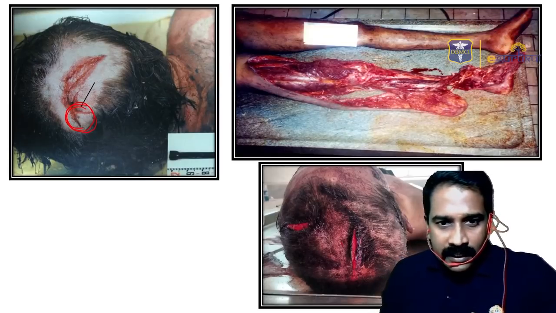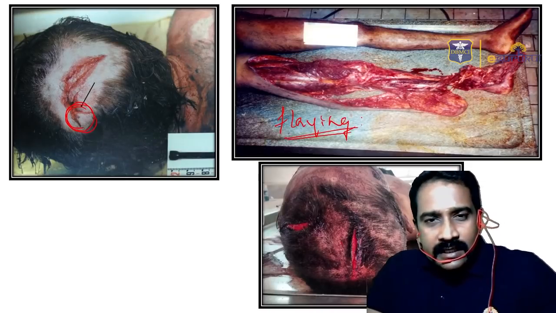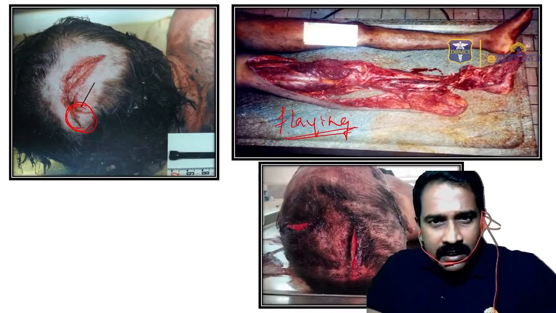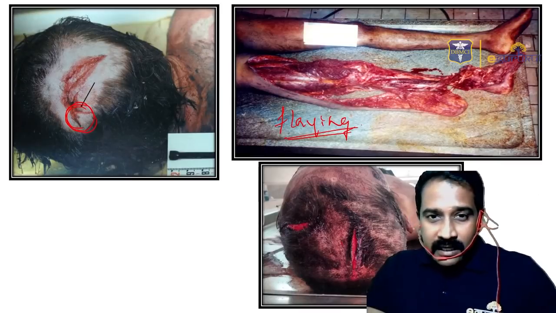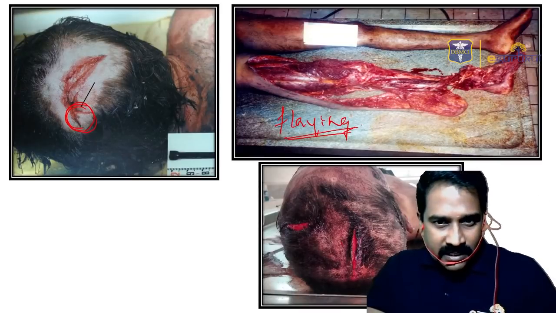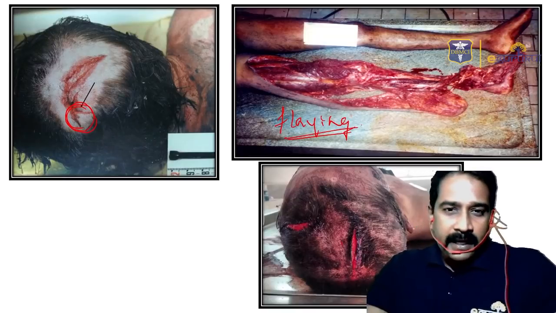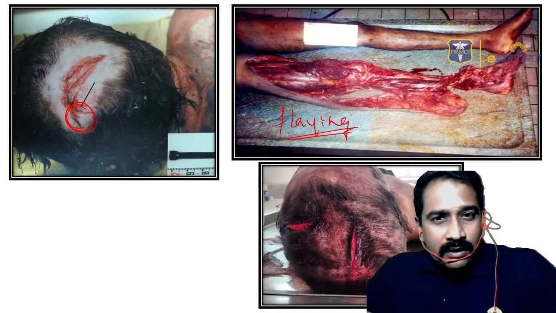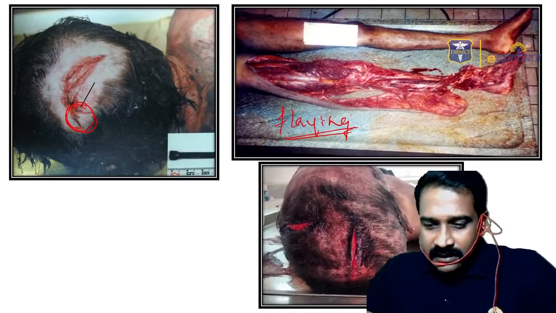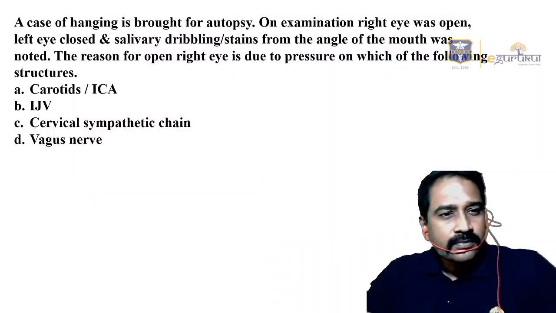This is what is known as flaying, or avulsion laceration, wherein the entire skin, subcutaneous tissue and the muscle get avulsed from their underlying bony attachments. Avulsion laceration is also referred to as flaying. Okay, fine. So this is all about that particular question we just discussed. Let's move to the next question now.